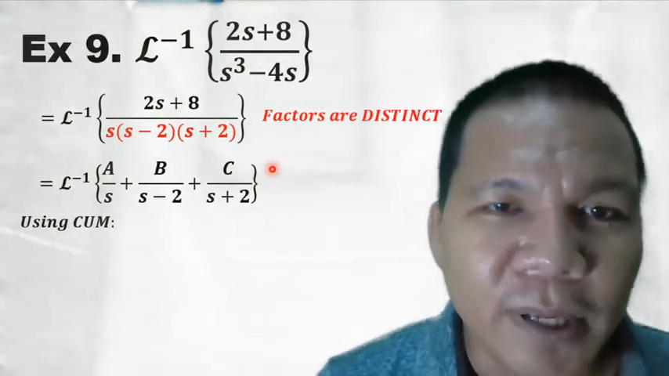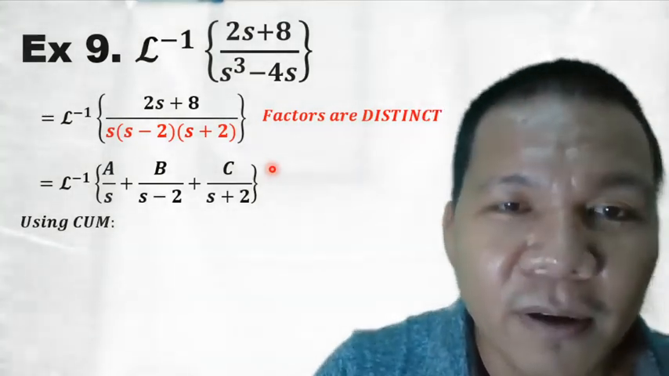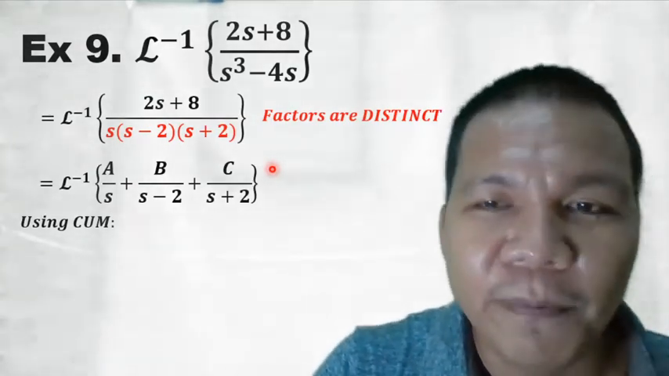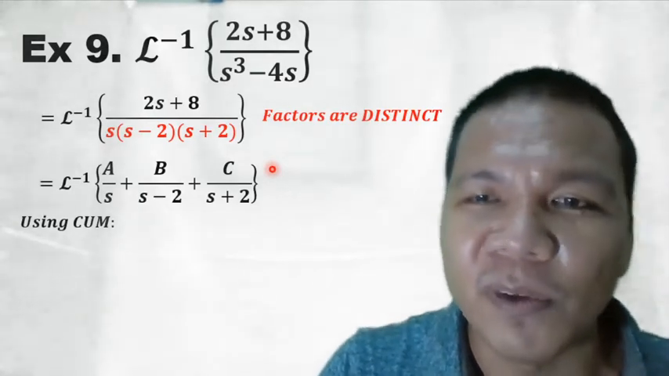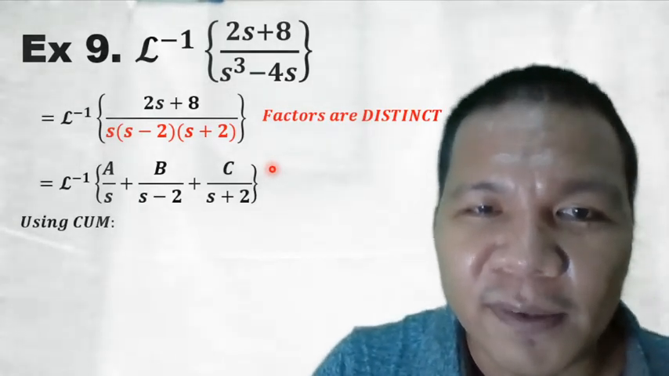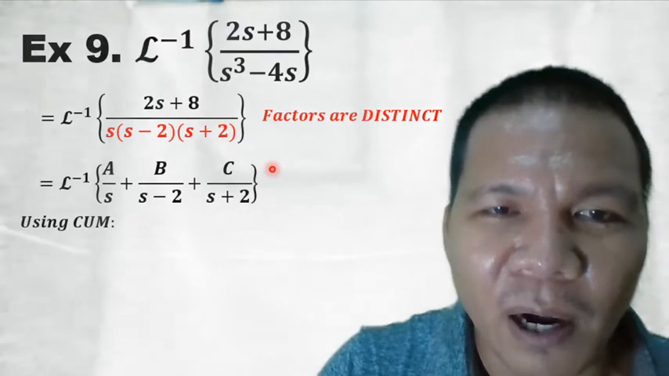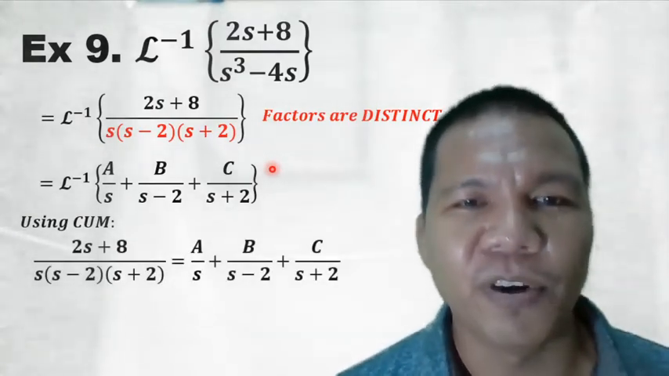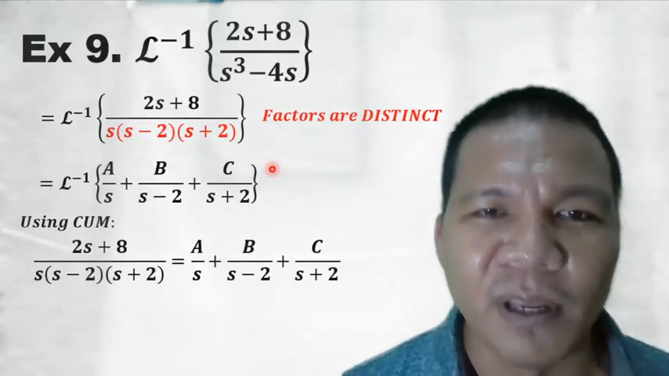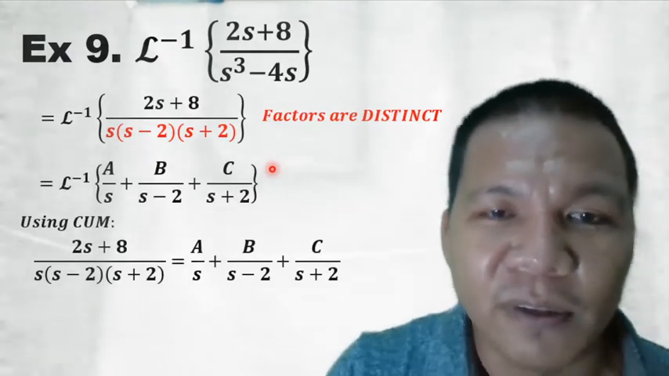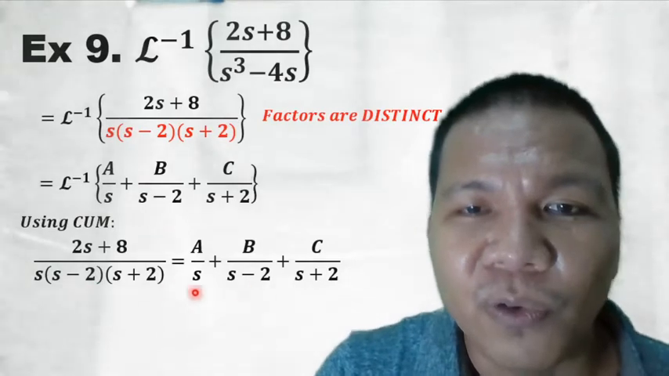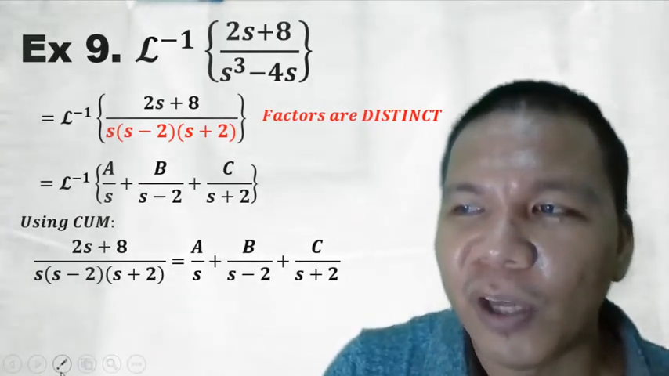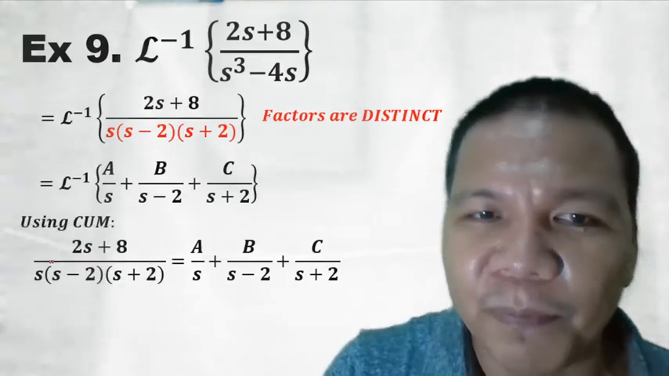The COM method is very simple, compared to the substitution method and the coefficient method. The best way to solve problems using partial fractions is using the COM method. So how does it work? First, we will rewrite your fraction, this is your fraction, into its equivalent partial fraction. Now I'm going to change this to a pen.